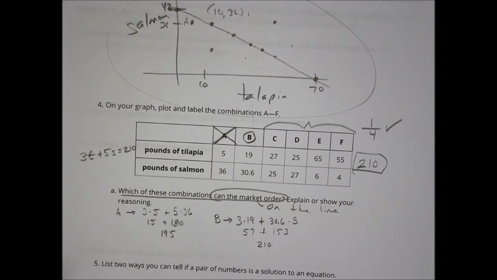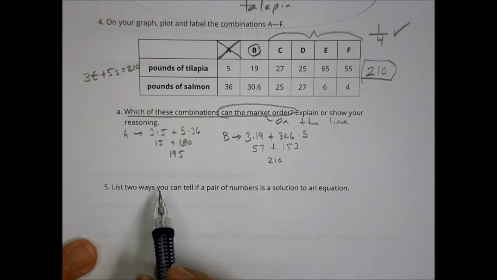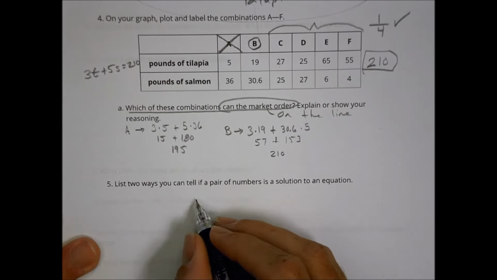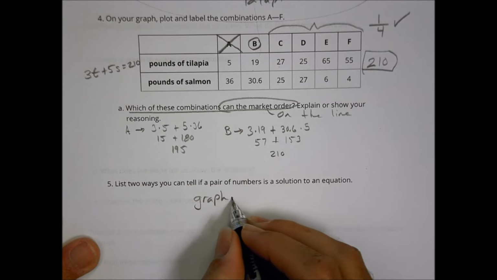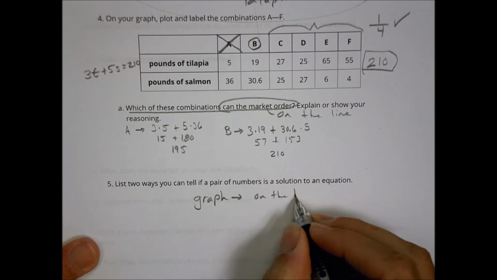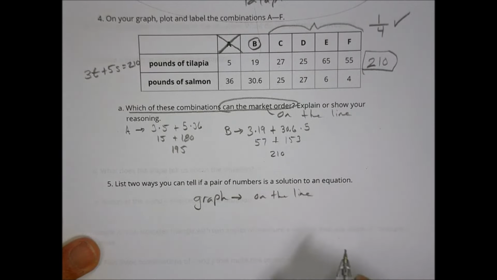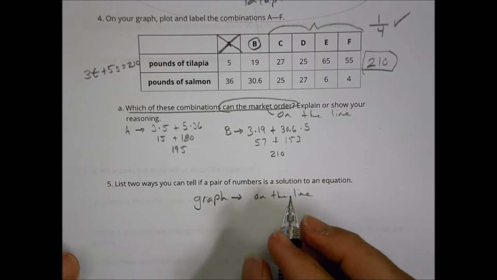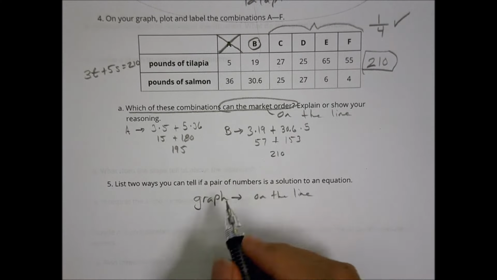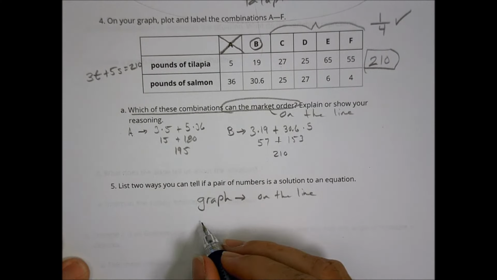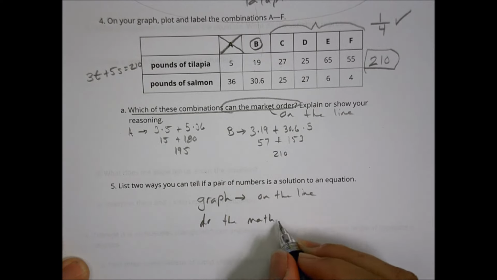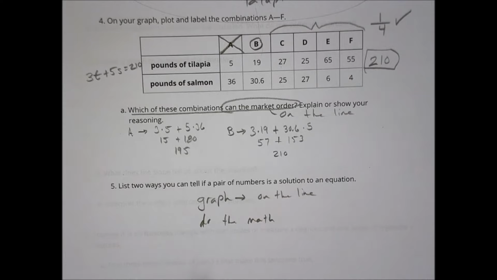Okay, so 3 of them won't work, 1 of them will, if I did my math right, which sometimes I don't. All right, list 2 ways you can tell if a pair of numbers is a solution to the equation. 2 ways. We could look at the graph and ask ourselves, is it on the line of the graph? And the other way we could kind of check it there is we could make an equation, okay, and we can like do the math basically. All right, we could plug that number in to see if it's going to work there. All right. Anyways, just a couple ideas.